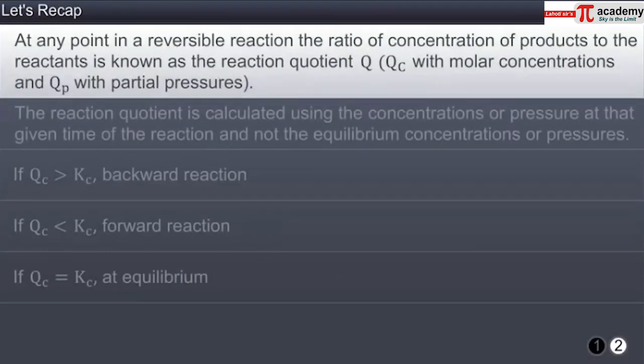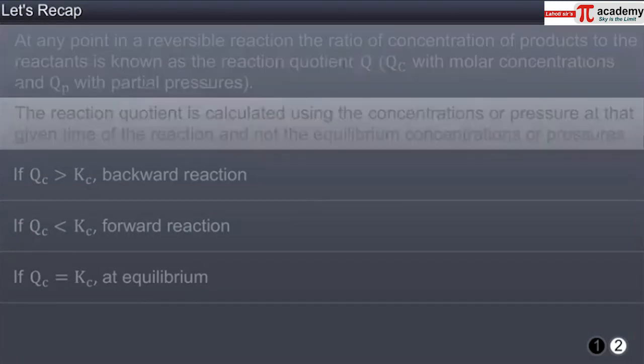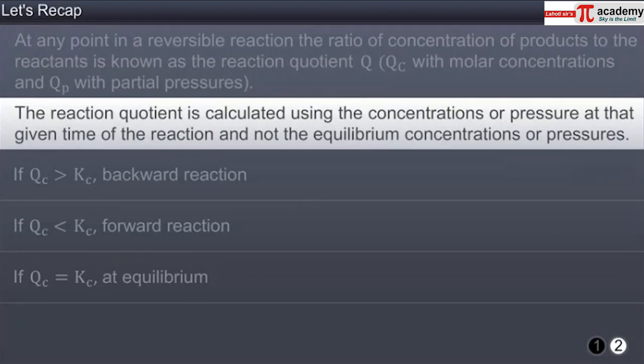At any point in a reversible reaction, the ratio of the concentration of the products to that of the reactants is known as the reaction quotient, Q. Reaction quotient is calculated using the concentrations or pressures at a given point of time in the reaction, and not its equilibrium concentrations or pressures.